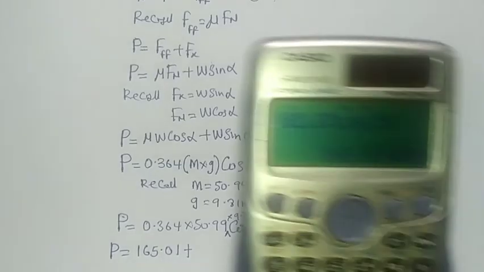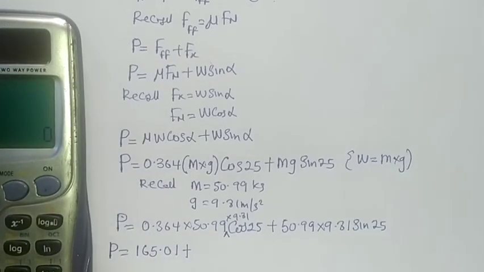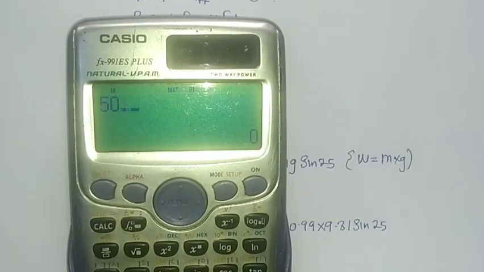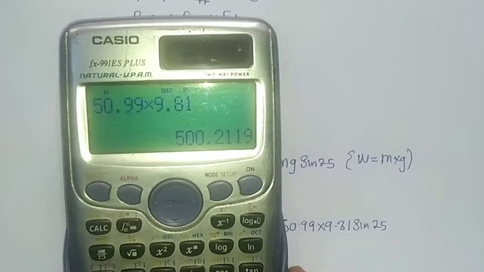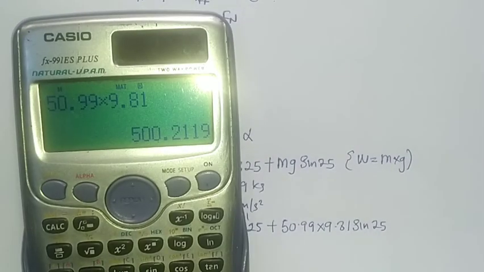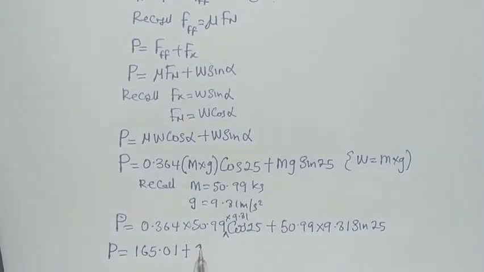Plus the next one, 50.99 times 9.81. That will give us 500.21 times sine 25, and that will give me 211.39. So we have 211.39.